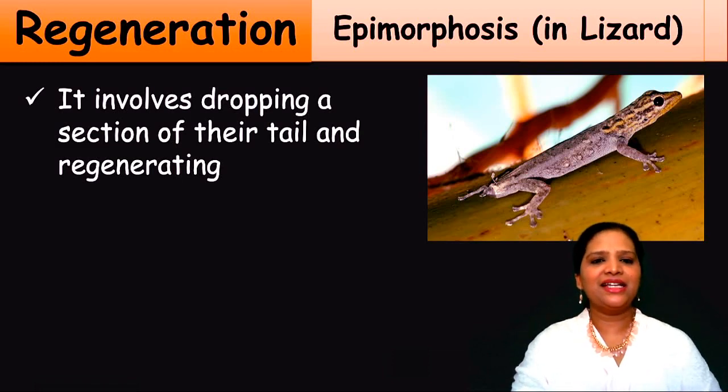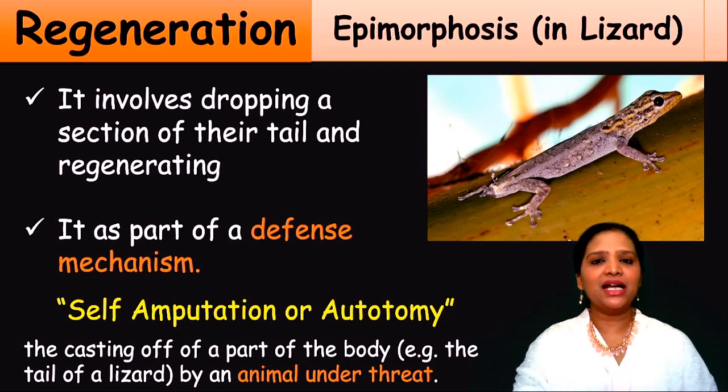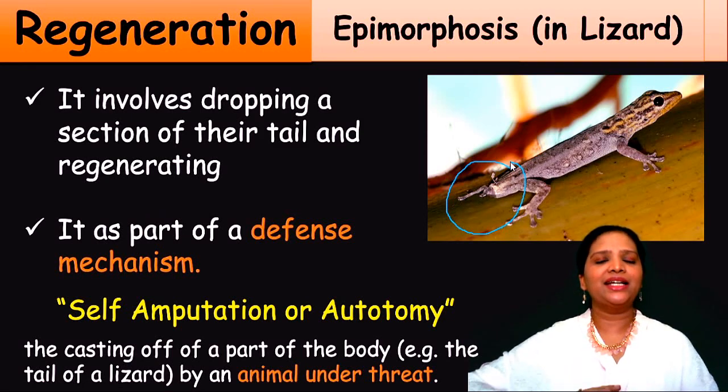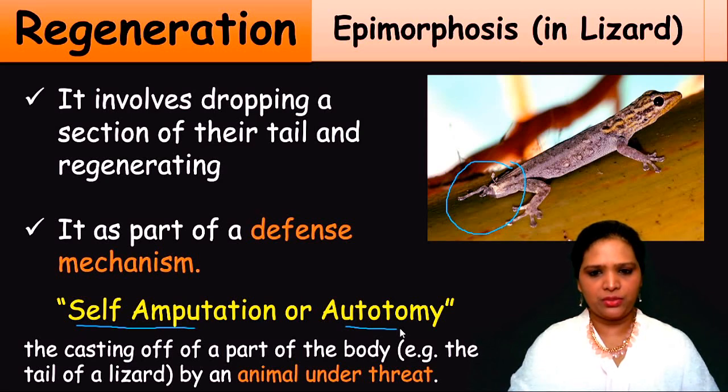Why does this occur in lizards like this? See, it involves dropping a section of the tail and it gets regenerated. It is a part of the defense mechanism. That is very important. Even if the lizard loses its tail, it lives and the tail gets regenerated after some period of time, which means this is a method of defense for this organism. So this is also called self-amputation or autotomy. This is important. You should remember self-amputation or autotomy.